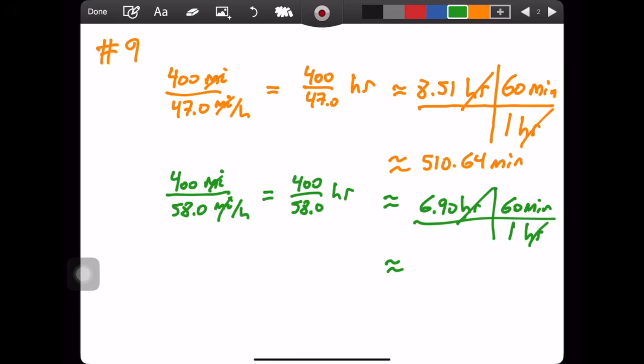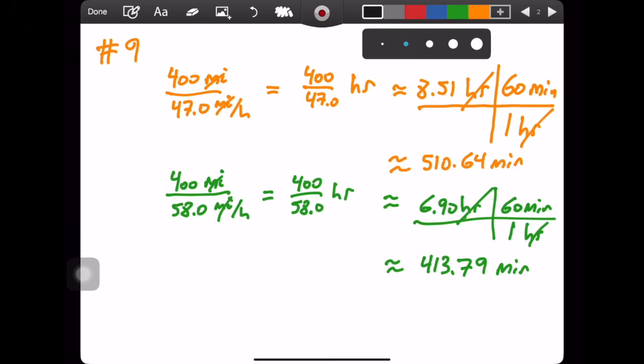Sticking to minutes, this is equal to 413.79 minutes. That's taking it out to 2 decimal places. So now I see, and I shouldn't be surprised because Beth is moving at a more rapid rate, it takes Beth less time. It only takes Beth 413.79 minutes to go from LA to San Francisco.